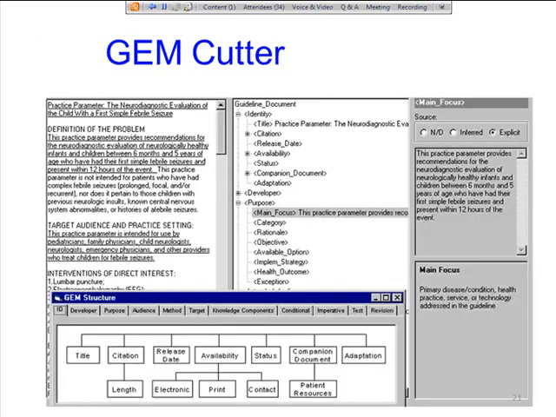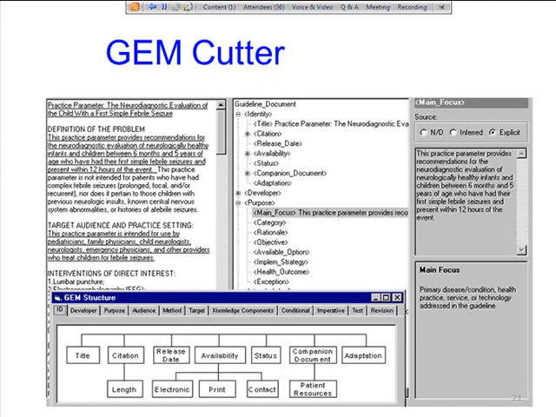Gem Cutter looks almost like this. This is one older version of Gem Cutter. There are 3 panels. You import into the leftmost panel the text of the guideline you want to mark up. In the middle panel is the guideline elements model in a list format. So we have here identity, which includes the title.